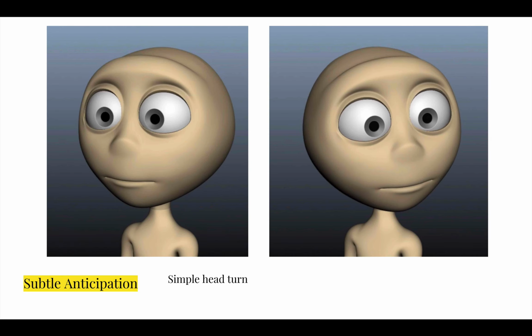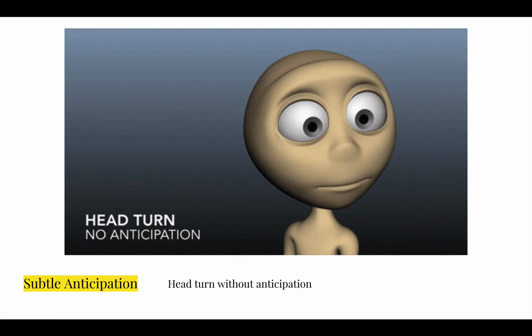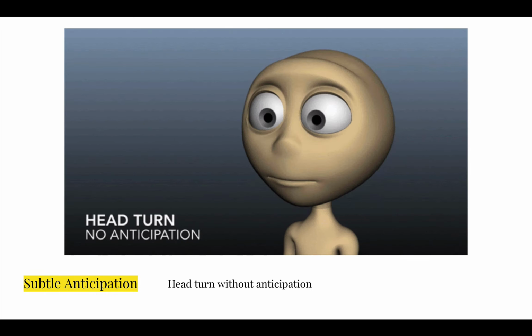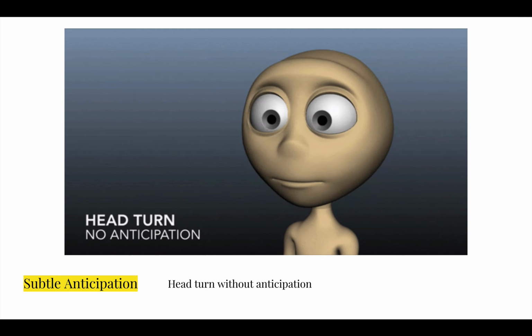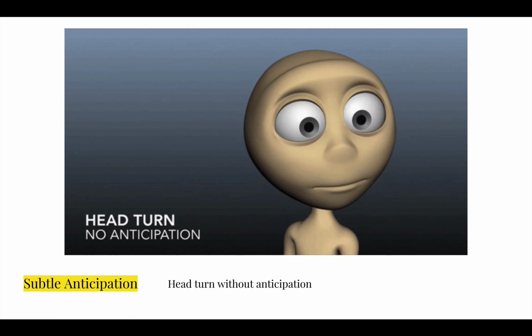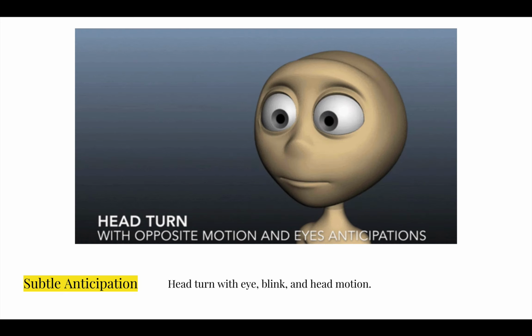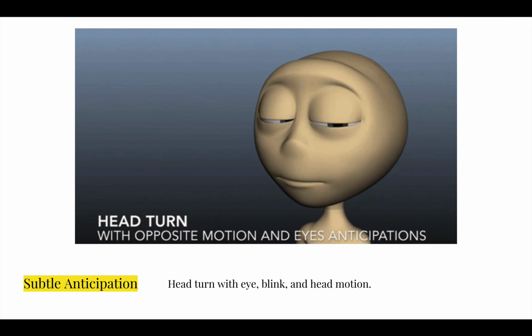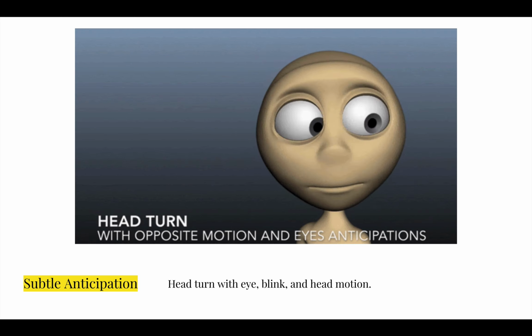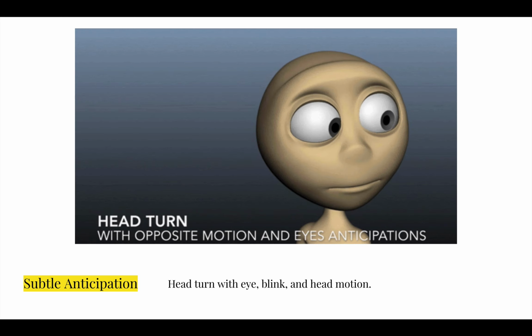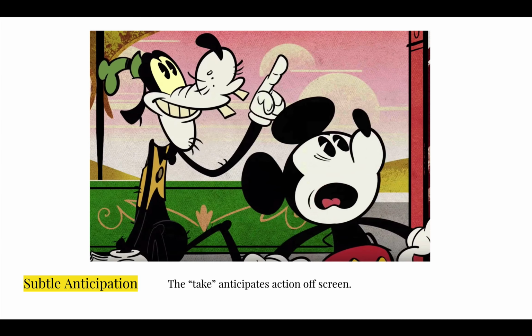In this case, we've got the character looking from one side to the other and turning his head. Without anticipation, this movement looks very robotic and not natural. But adding little bits of anticipation, things like having his eyes blink and move along with the action, even his head cocks back ever so slightly before rotating, all of that goes into the anticipation of simply turning his head.